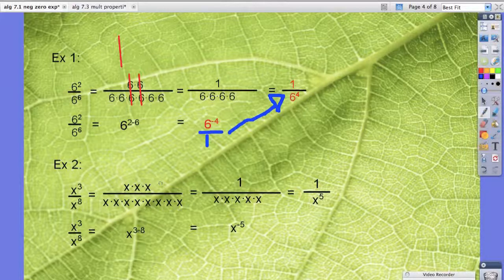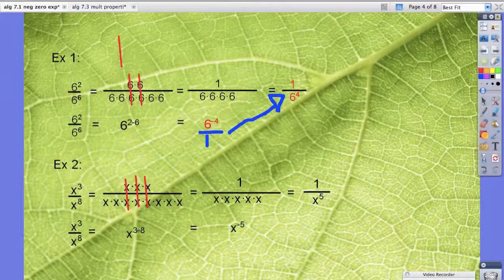So example 2, x to the 3rd power divided by x to the 8th power is x times x times x divided by x times x 8 times. Now what will happen here is, again, we can simplify doing this the longer way, and we would get that all of the x's on the numerator would get canceled out, leaving us with 1 divided by x to the 5th power.